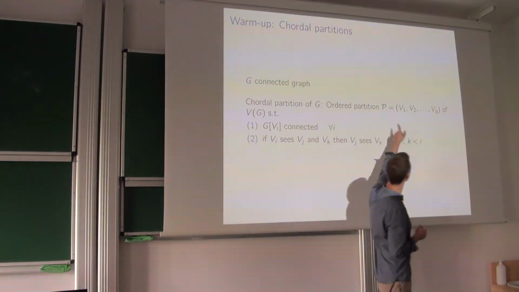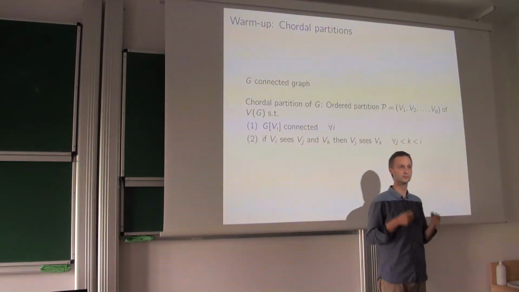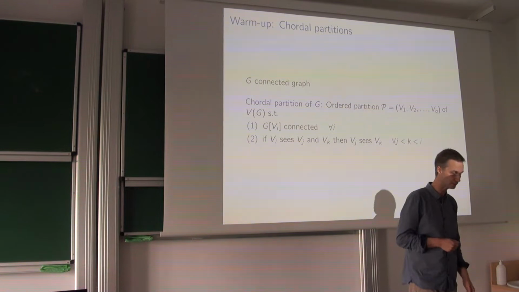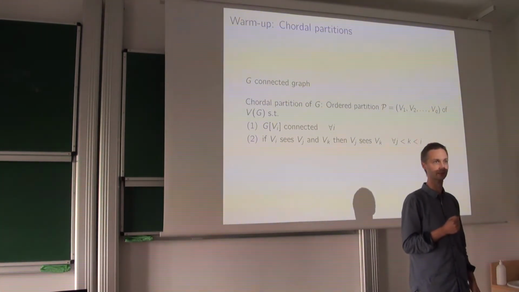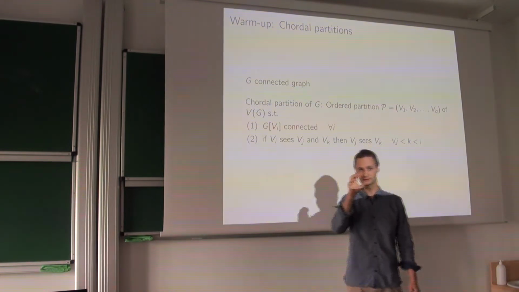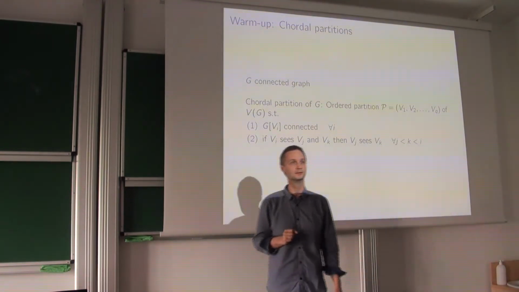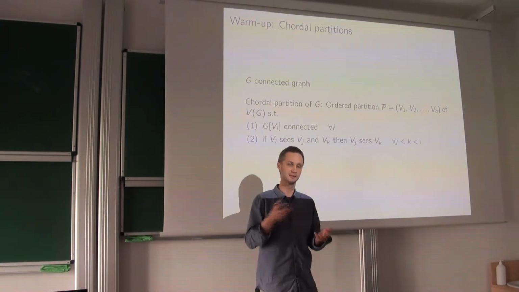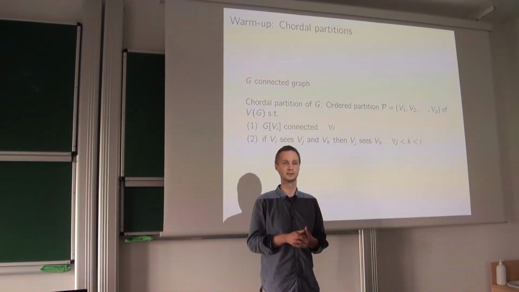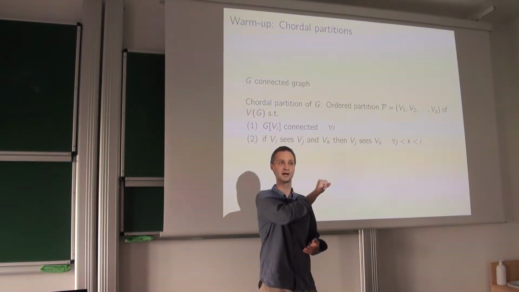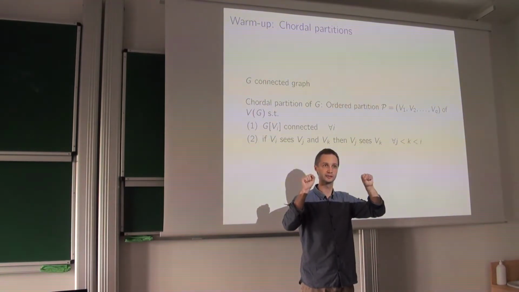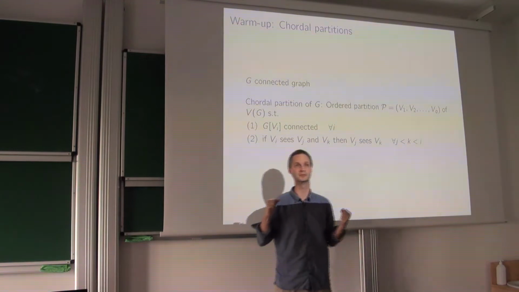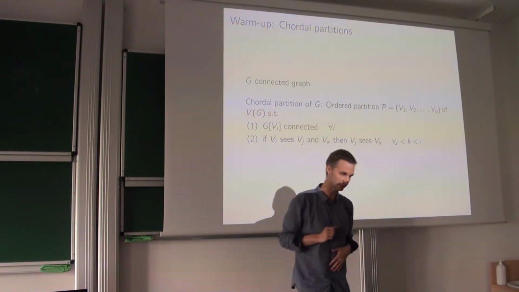You are partitioning into sets that I'm going to call V1, V2, up to some Vq. And there are two properties that you need to satisfy. The first property is that the parts must be connected. More precisely, they must induce connected subgraphs. The reason is that we are going to contract these parts, the Vi's, each into a vertex. So we are going to take a minor of the graph in this way. So we want the Vi's to be connected.